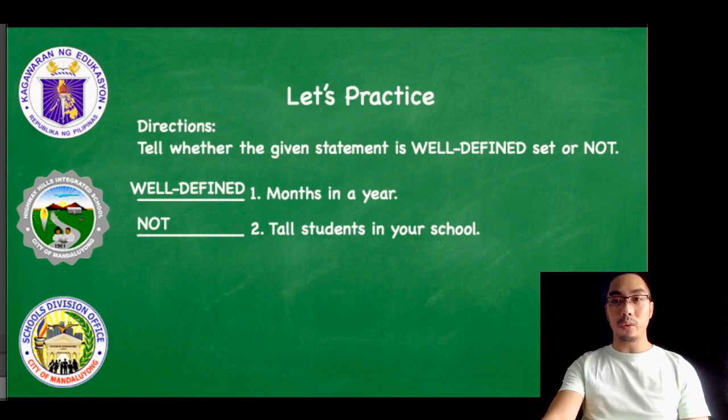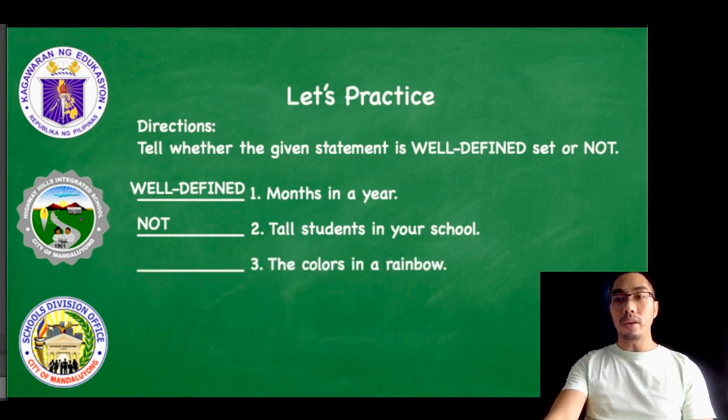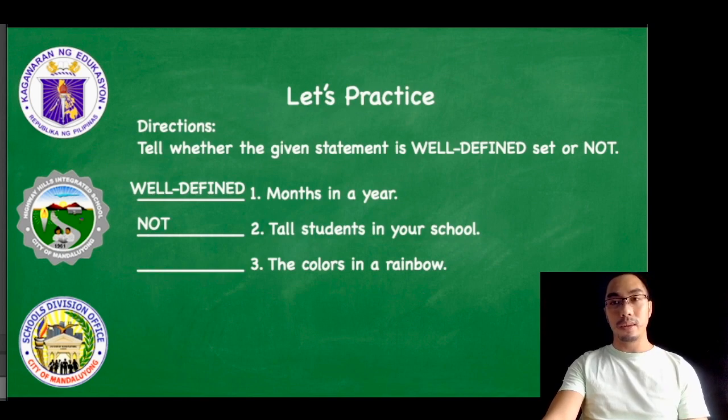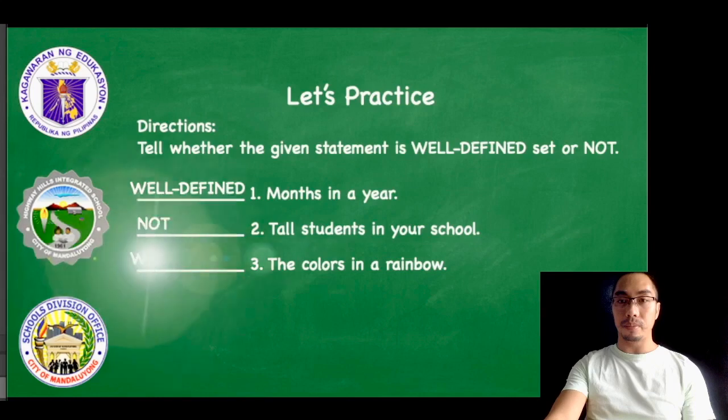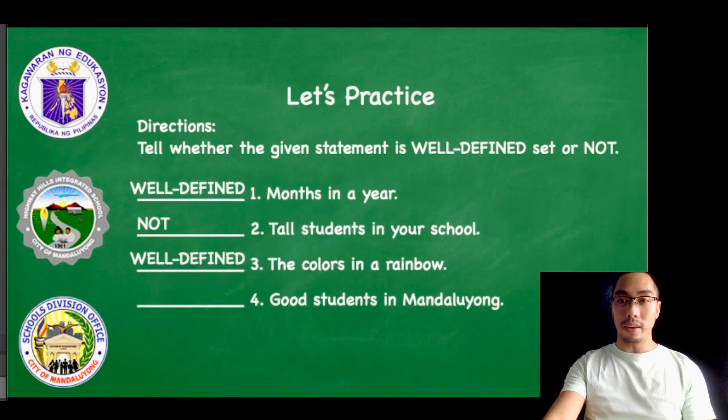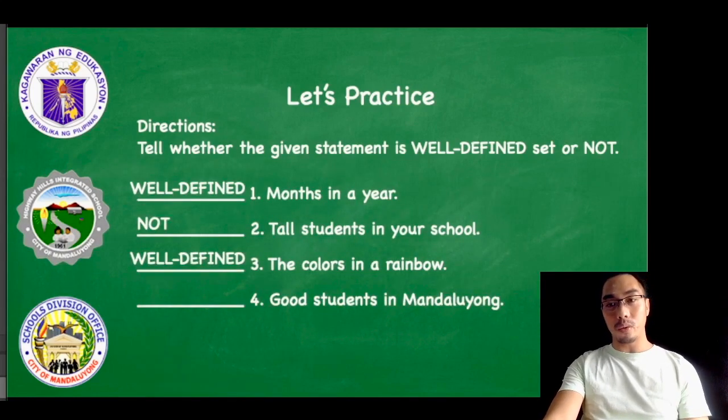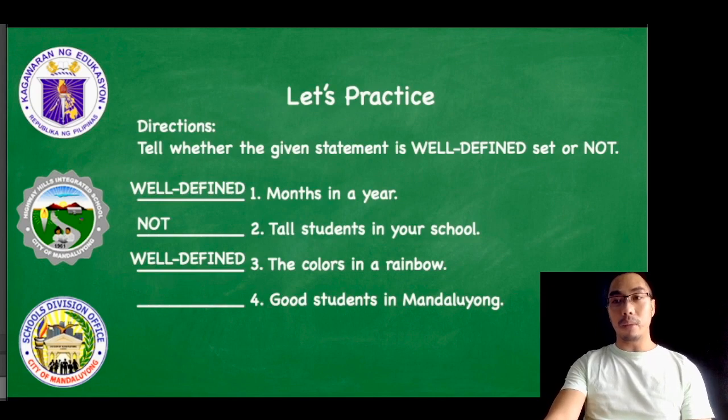Now let's have the third question. The colors in a rainbow. Is it well defined or not? What is your answer? Well defined. Now let's have the fourth question. Good students in Mandaluyong. Is it well defined or not? What is your answer? The correct answer is not.